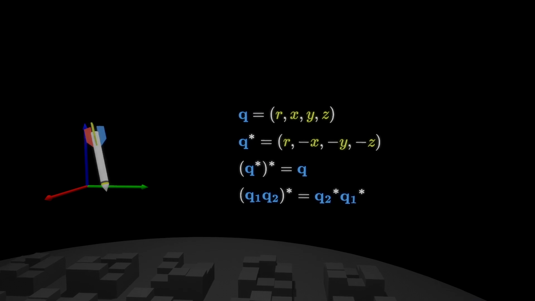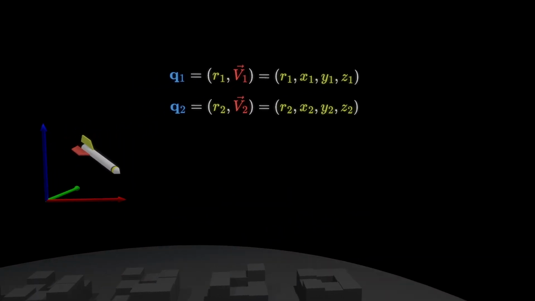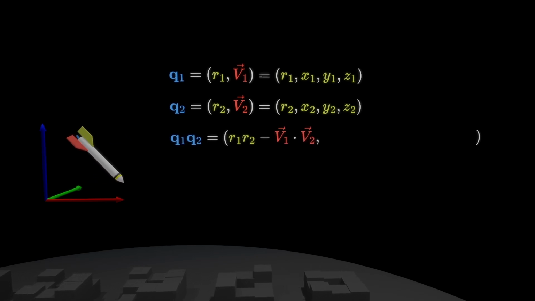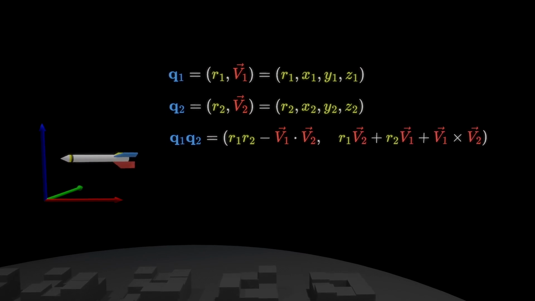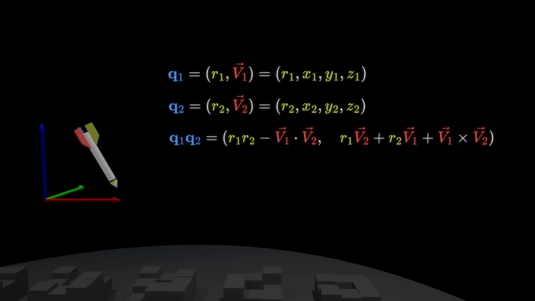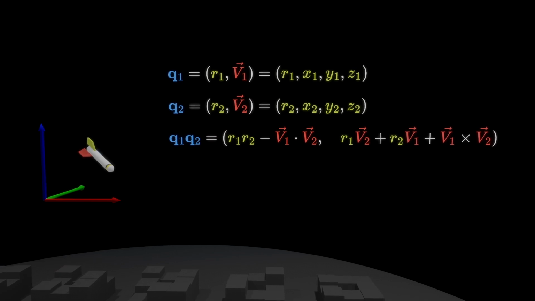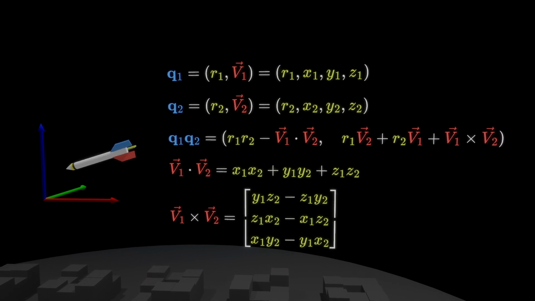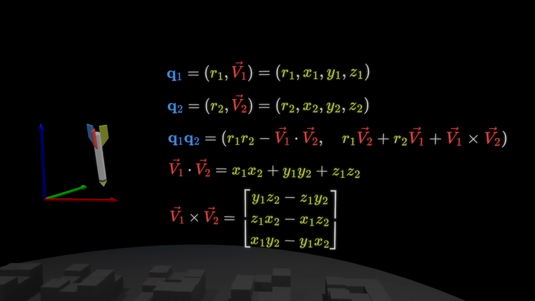The last operation is a multiplication of two quaternions, the origin of all coolness. If we have two quaternions q1 and q2, their product looks like this. The scalar part of the product will be r1 r2 minus dot product of v1 and v2. And vector part will be r1 v2 plus r2 v1 plus cross product of v1 and v2. Here are the definitions of dot and cross products. Note that the dot product is a scalar and the cross product is a vector.